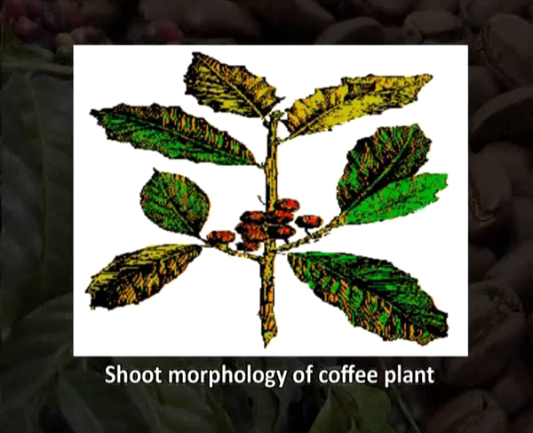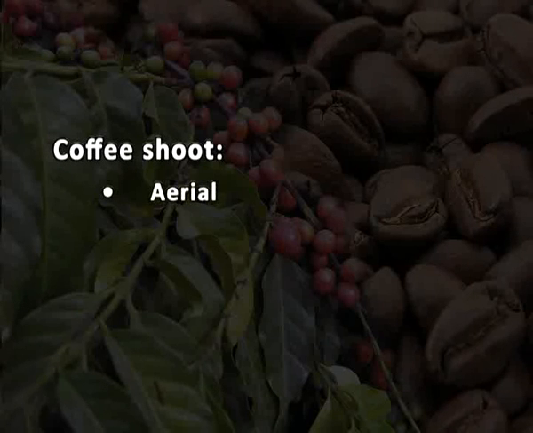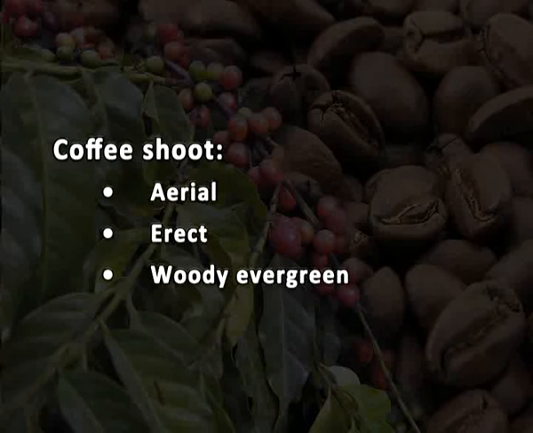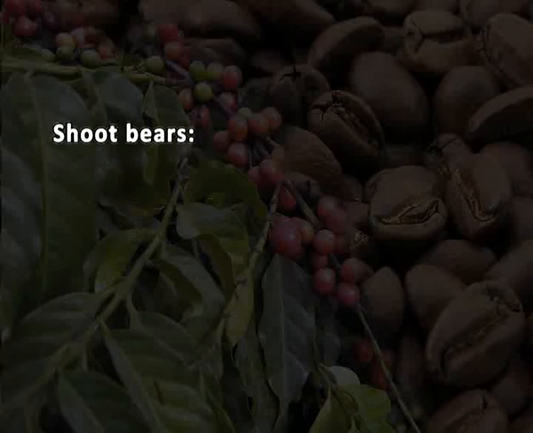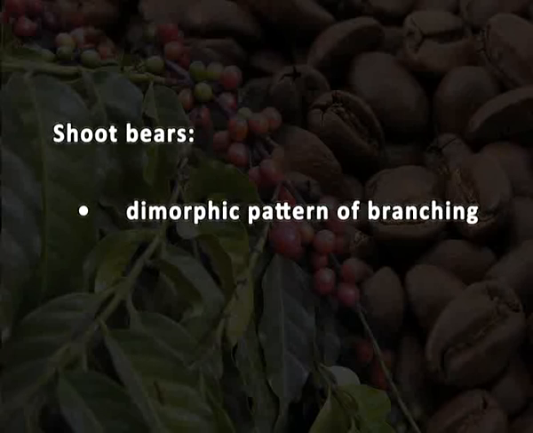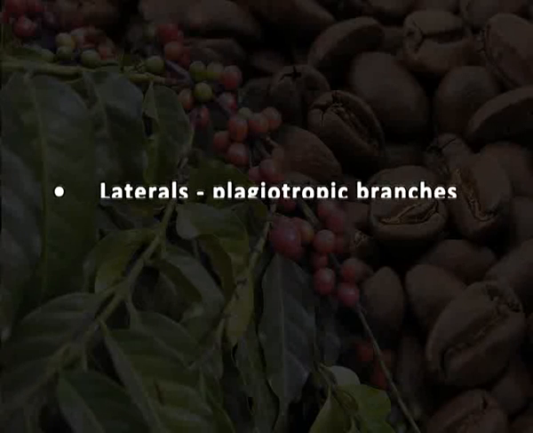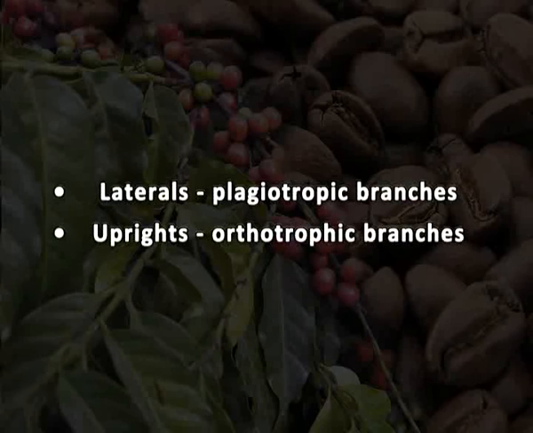Now, dear students, we will talk about coffee shoot. It has an aerial, erect and woody evergreen shoot. Its shoot bears a dimorphic pattern of branching known as uprights and laterals. Laterals are also called plagiotrophic branches and uprights are called orthotrophic branches.